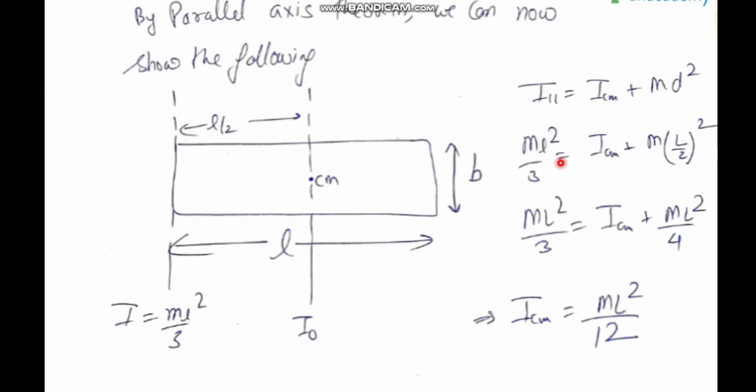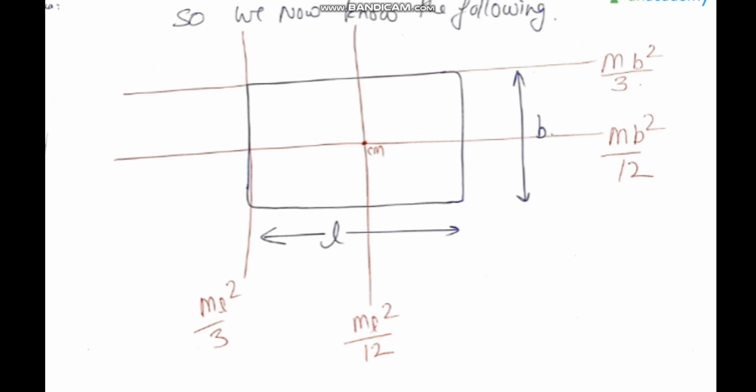So this is ML square by 3 is equal to ICM plus ML square by 4. I take ML square by 4 to the left hand side. I will get ML square by 3 minus ML square by 4, which on solving gives me ICM as ML square by 12. So the moment of inertia about this axis now comes out to be ML square by 12. Let us extend it further.